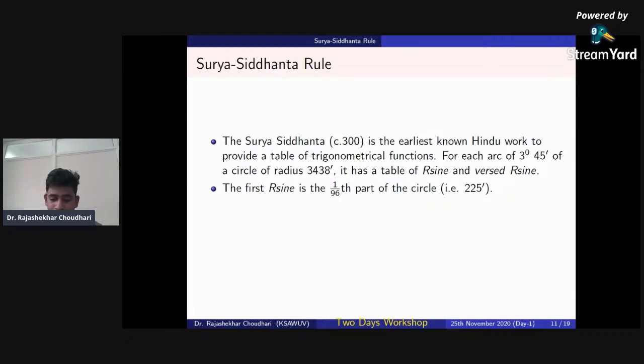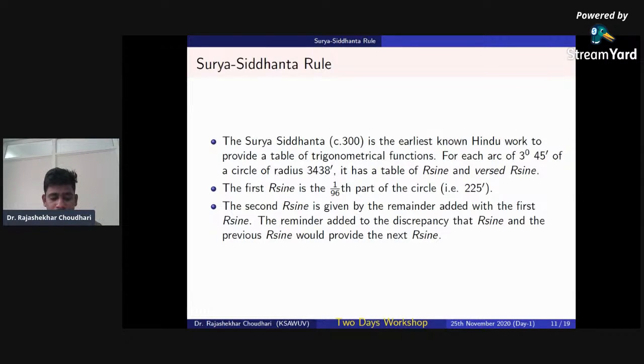The second R sine is given by the remainder added with the first R sine, and the remainder added to the discrepancy between that R sine and the previous R sine would provide the next R sine. The words are somewhat tricky, which I will explain in the formula itself. The first R sine is 225. You obtain the second R sine by adding the remainder with the first R sine. This process continues, finding the first, second, third R sine and so on, up to 24 R sines in a quadrant.